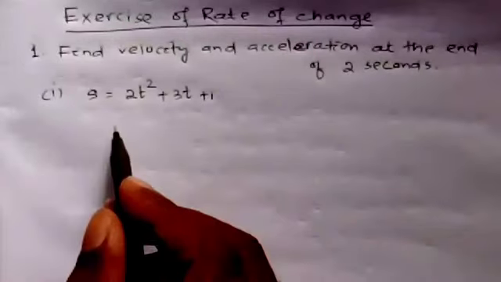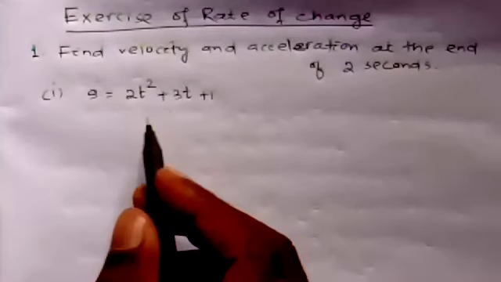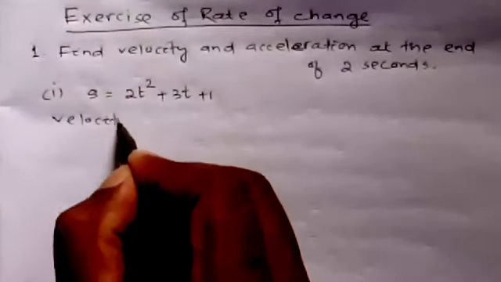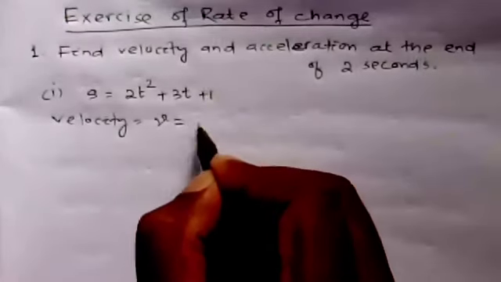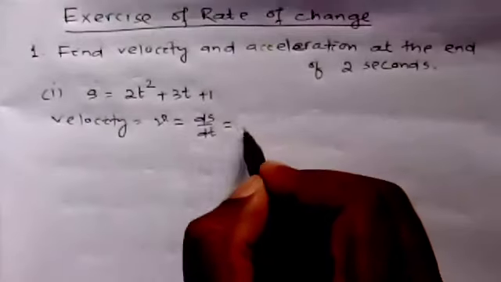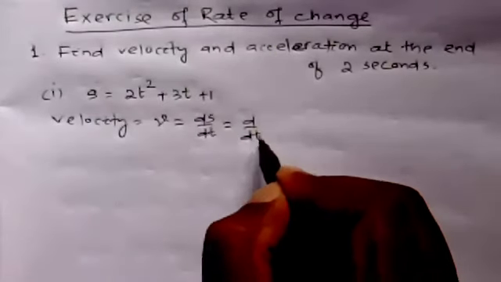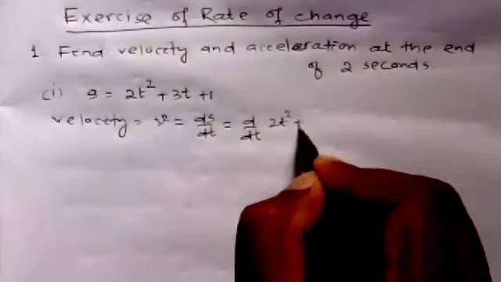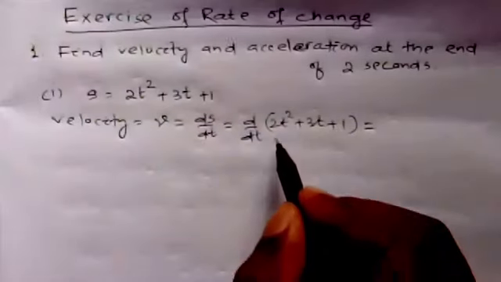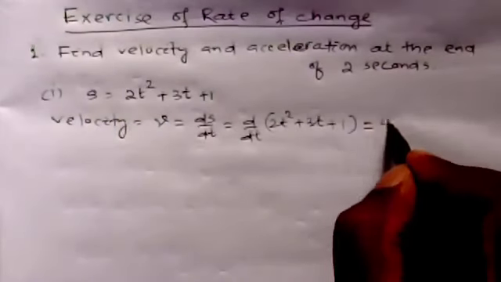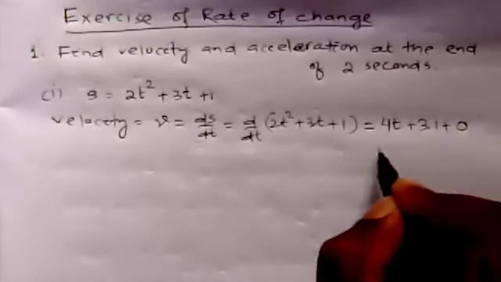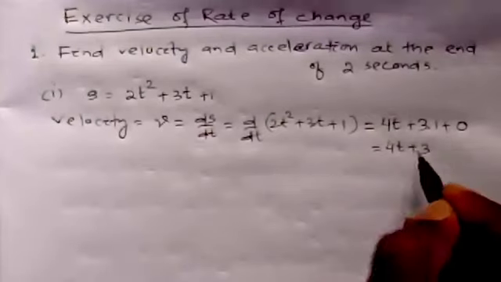So s is equal to 2t square plus 3t plus 1. So the velocity, as you know, velocity is given by v is equal to derivative of displacement with respect to time, ds by dt. So this is d by dt of s, which is 2t square plus 3t plus 1, and differentiating it, derivative of t square is 2t, so 2 into 2t is 4t, plus 3 into derivative of t is 1, and derivative of 1 is 0, so this is 4t plus 3.